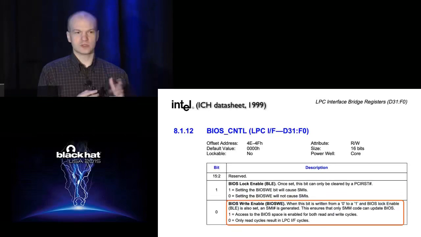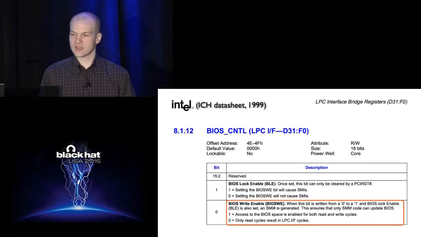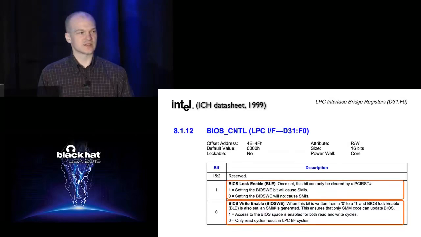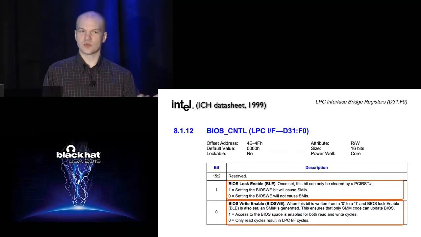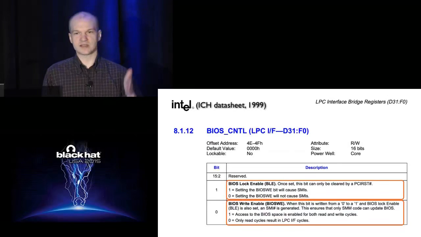So the oldest protection mechanism for BIOS was the interaction between the BIOS write enable bit and the BIOS lock enable bit. If you want to write to the BIOS, you need to set BIOS write enable equal to 1. The system wants to be writable at boot time, but then at some point wants to lock it down and say no more. No one in the operating system should be able to write to the BIOS. So in that case, they would set the BIOS lock enable bit.